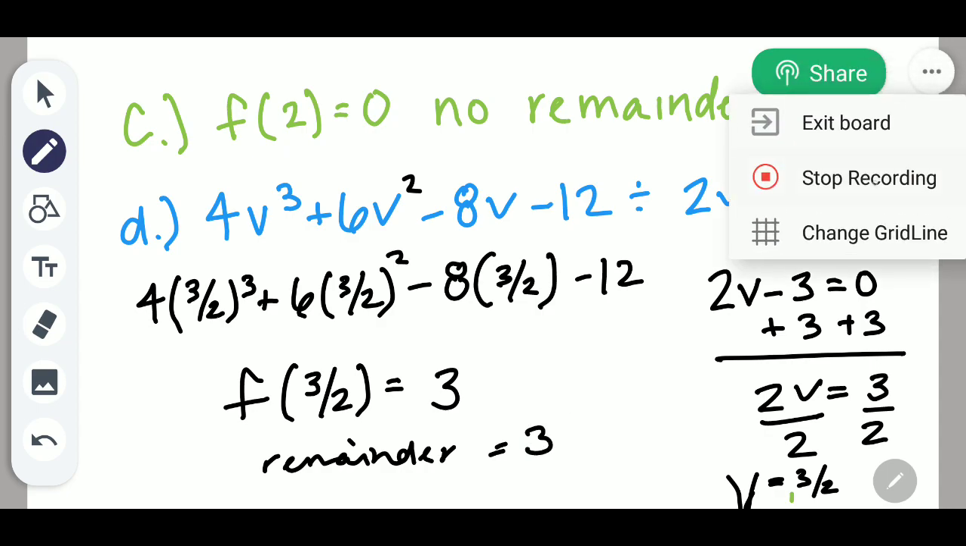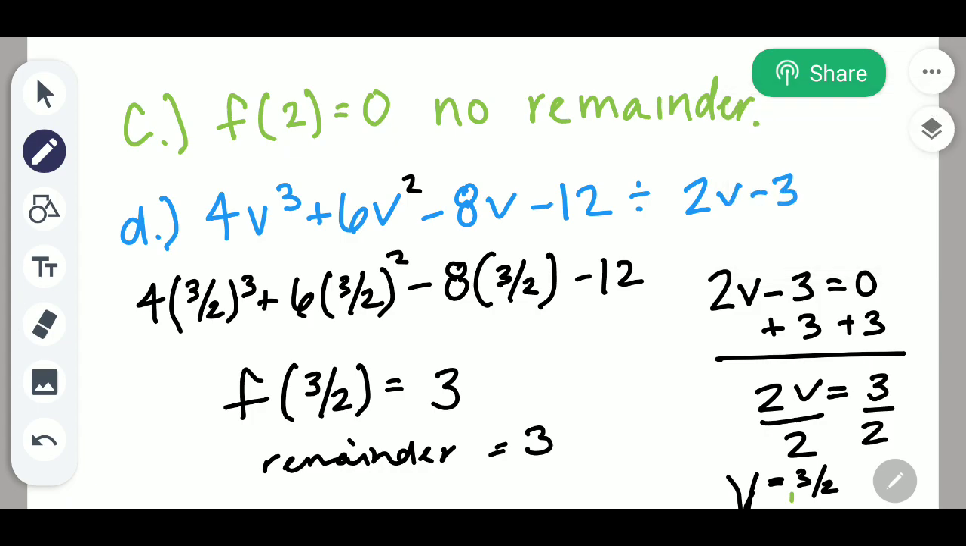Okay, so we get 3 as our remainder. So that's it for your remainder theorem. Again, all the remainder theorem states is that if you plug in the solution to your factor, by setting it equal to 0, into the equation, then you get out your remainder.